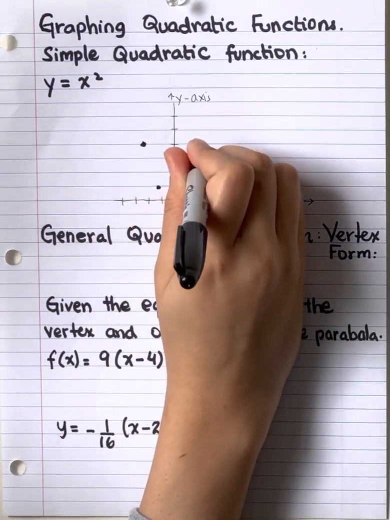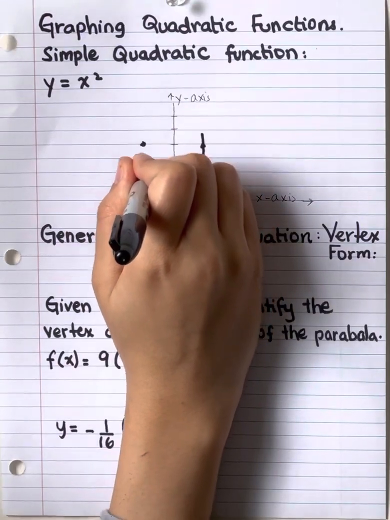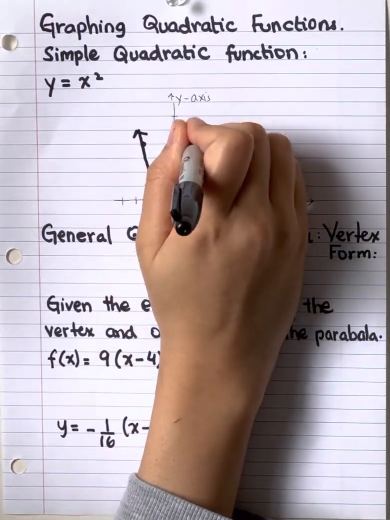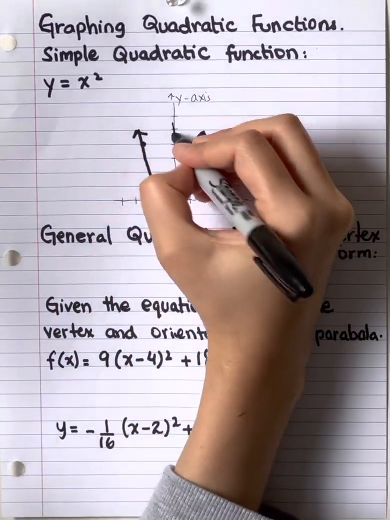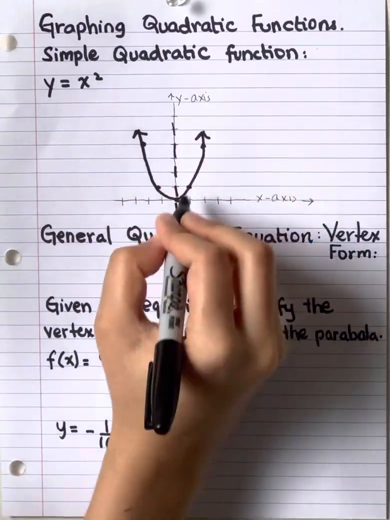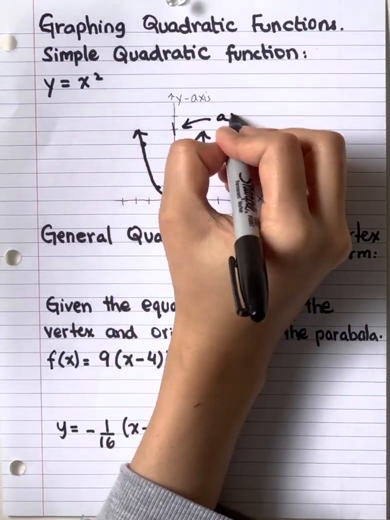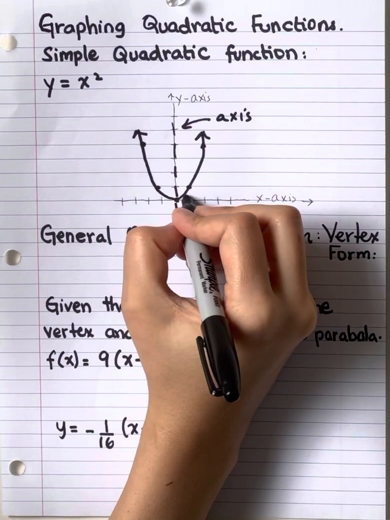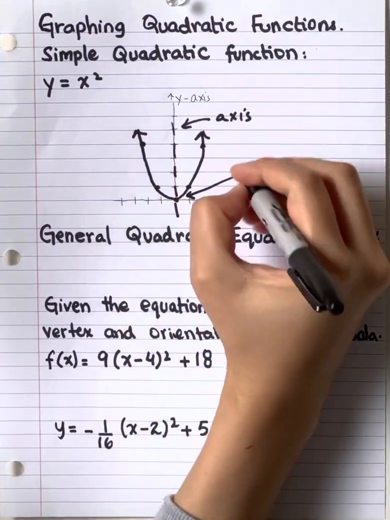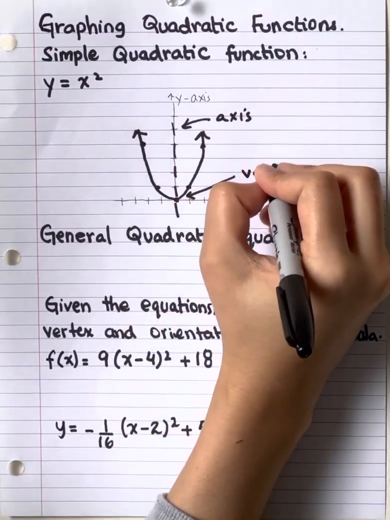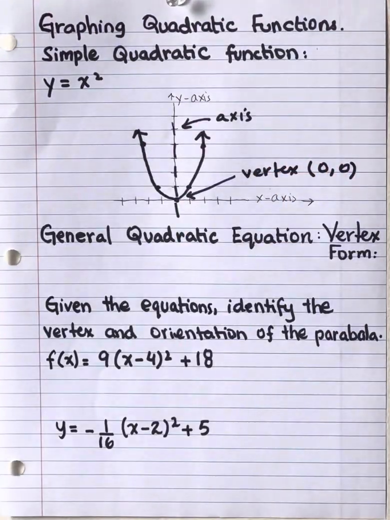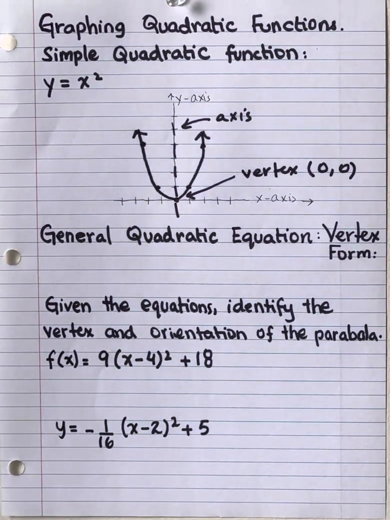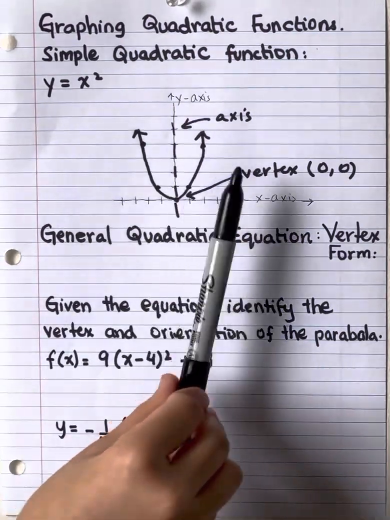So it's going to look like a parabola, which is a symmetrical mirror image about the axis. This is the axis. This part is the vertex, which is 0, 0 in a simple quadratic function. So here, this is a very simple quadratic function.